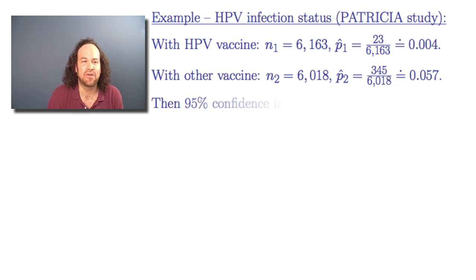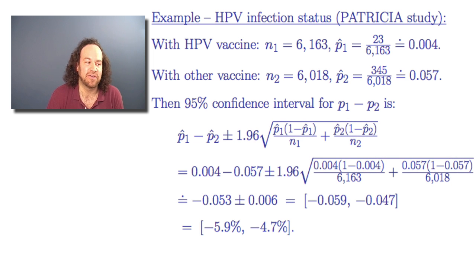So let's start by considering confidence intervals. Well, we know the drill now. For the confidence interval, we take the observed difference, which in this case is just 0.004, the fraction who got infected with the HPV vaccine, compared to 0.057 as the fraction who got infected who took the other vaccine. And then we take that plus or minus, well, if we're doing a 95% confidence interval, then it's 1.96 times the square root of this big complicated variance expression, which in this case works out to a confidence interval of between minus 5.9% and minus 4.7%.